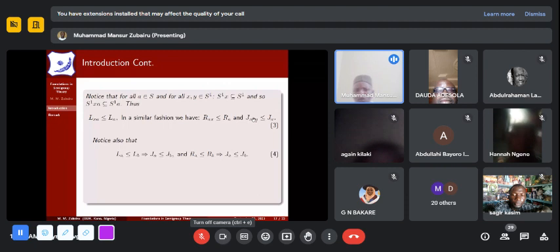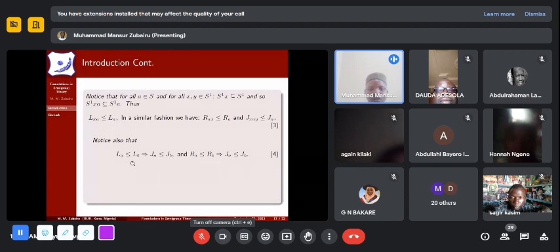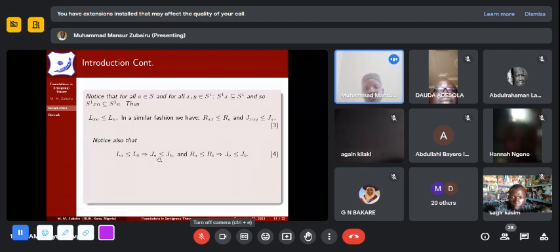Notice also that one can demonstrate that if LA is less than or equal to LB, it implies JA is less than or equal to JB. One can see this from the definition above. Similarly, if RA is less than or equal to RB, JA will also be less than or equal to JB.